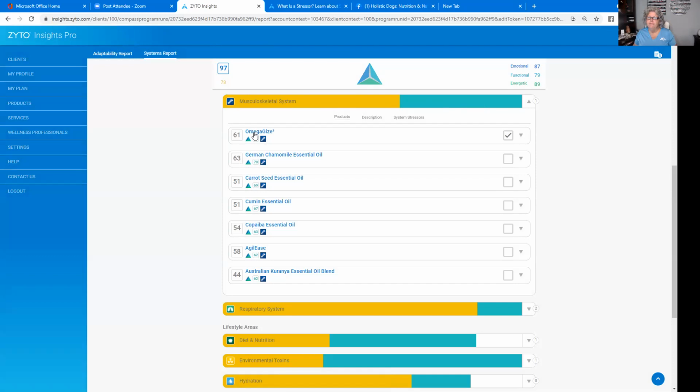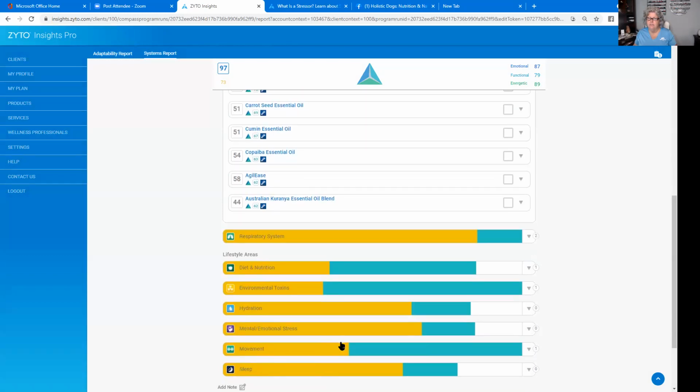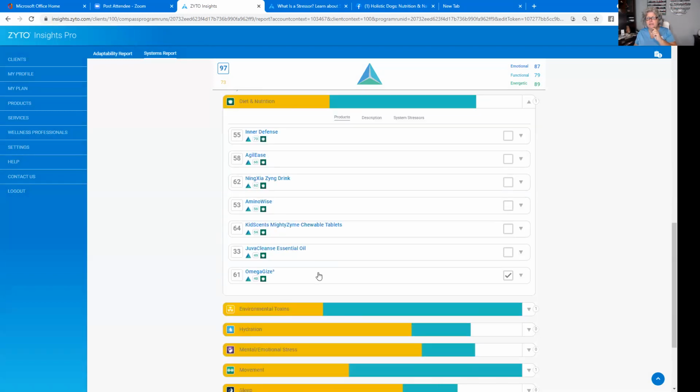But I want to jump from here down to diet and nutrition, because the Omega shows up here as well. So you saw me turn it on up there. It's now checked here as well because it's the same product. Agiles also showed up. So remember I said she's been on a kibble-based diet, and we are in the process of moving her to Volhard.